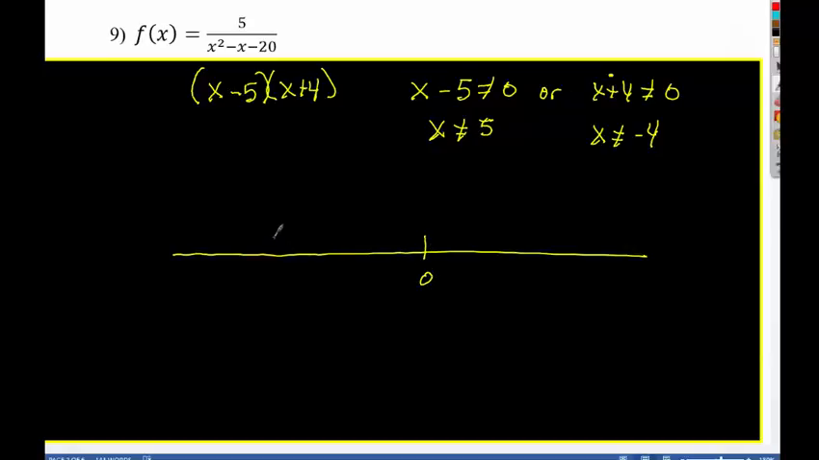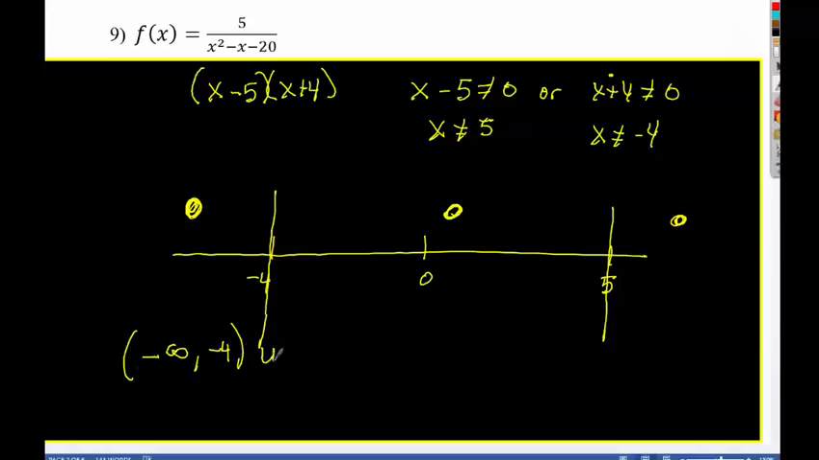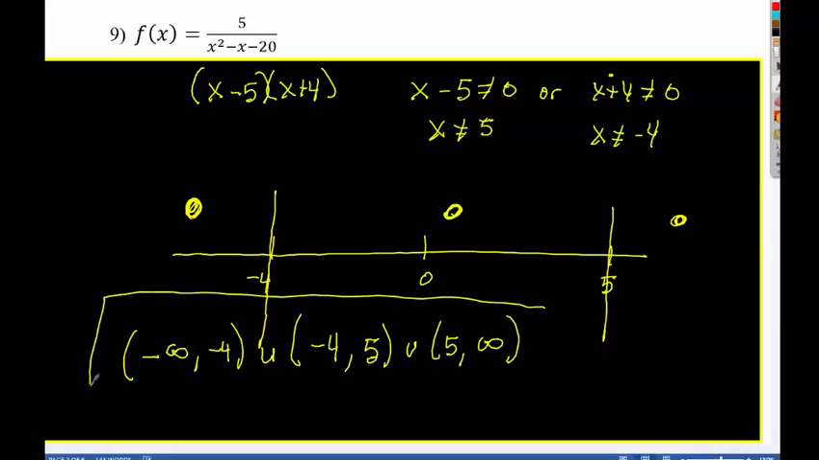So if I think about that on a number line, here is 0. Down here is negative 4 somewhere, and over here is positive 5. I can't have those values, but I can have values on the left side of negative 4, values between negative 4 and 5, and values greater than 5. So the domain goes from negative infinity up to negative 4, then from negative 4 to 5, and then from 5 to infinity. That would be the domain in interval notation.